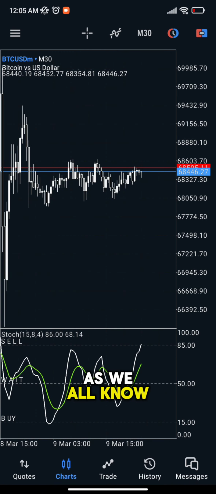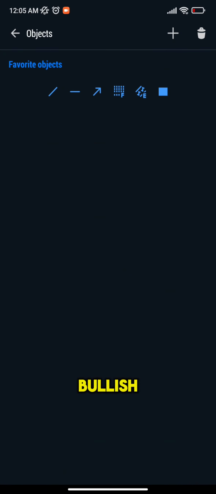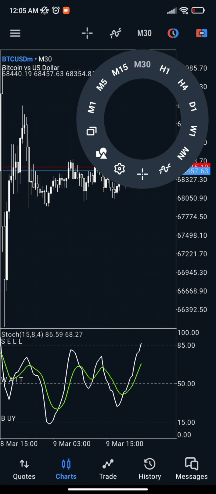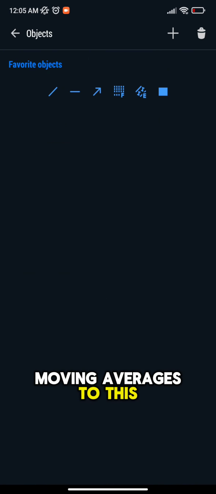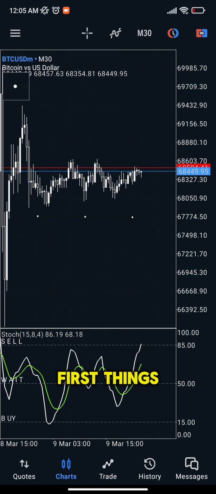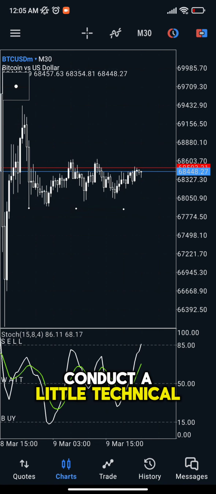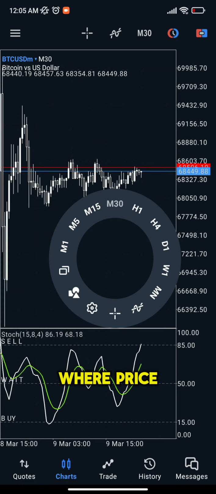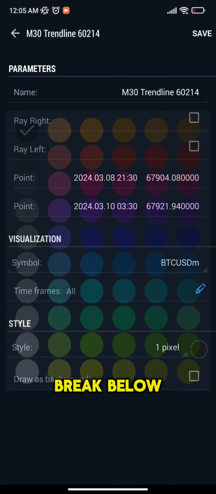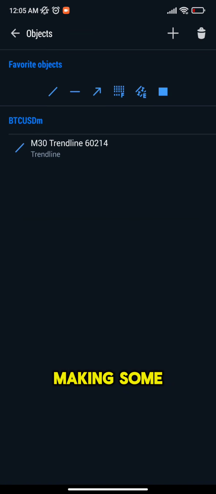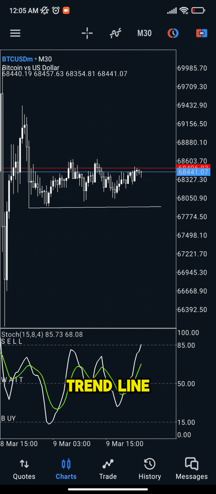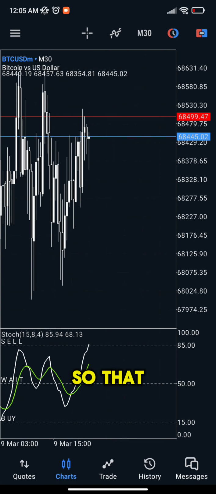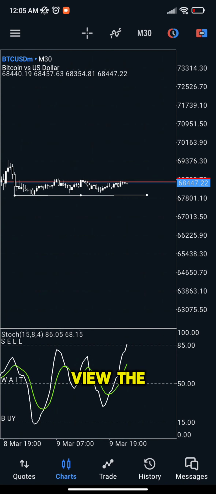As we all know, Bitcoin is currently really bullish, so we're gonna add our favorite moving averages to this strategy. First things first, I'm just trying to conduct a little technical analysis because I believe this is a very important section where price ought to break below. As you can see, I'm currently just making some adjustments to the colors of my trend line because my previous theme was black and now I've changed it to white so that it allows me to view the charts and my tools more vividly.